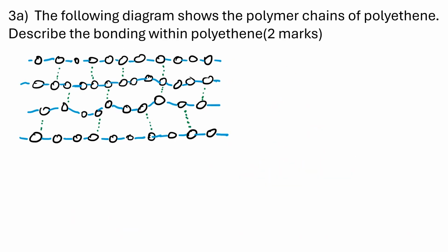Question 3. The following diagram shows the polymer chains of polyethene. Describe the bonding within polyethene for 2 marks.